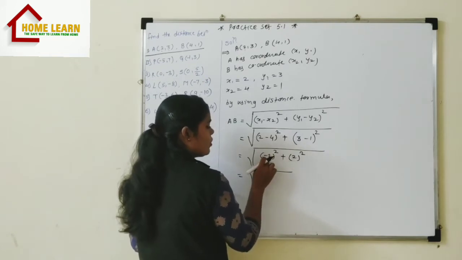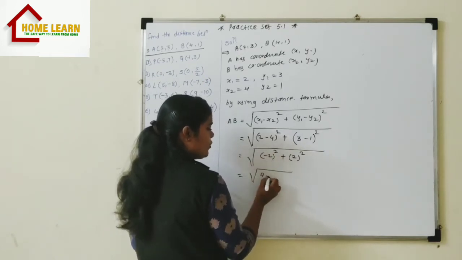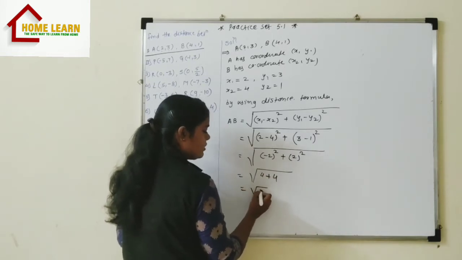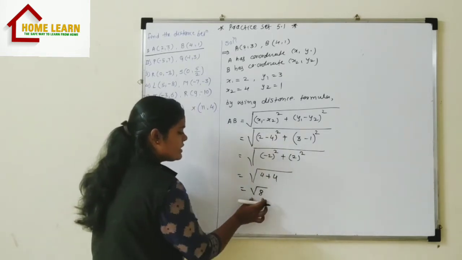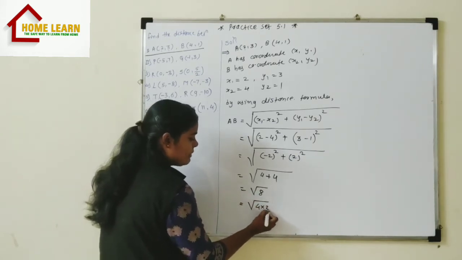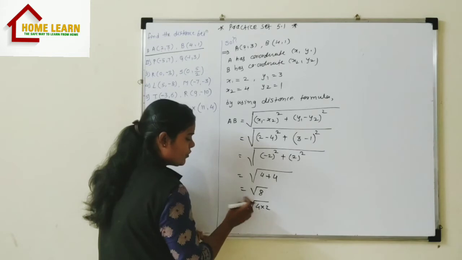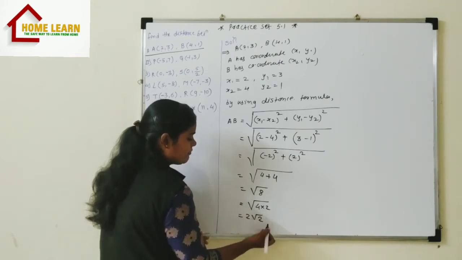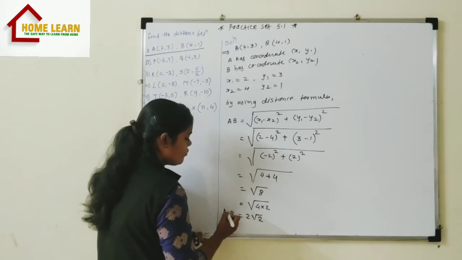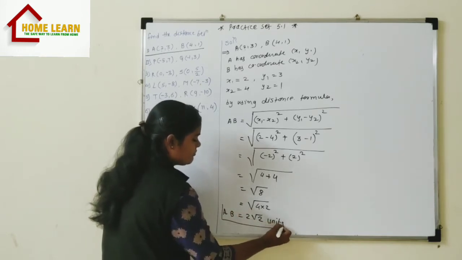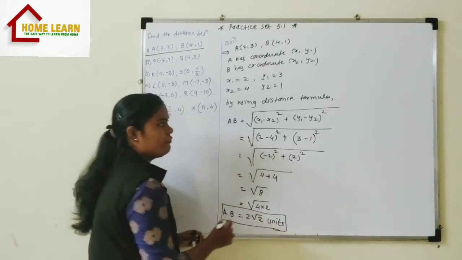Now minus 2 squared is 4, and 2 squared is also 4. You will get the answer root 8. After simplifying, you get 4 multiplied by 2, and you can take that 4 outside the square root as 2. So the distance between points A and B is 2 root 2 units. This is the first answer.